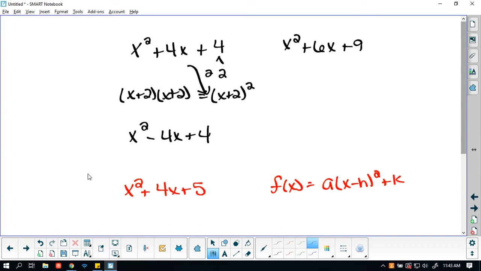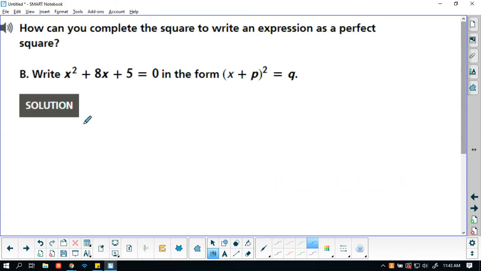So part 2 of this, that was my writing from before, says how can you complete the square to write an expression as a perfect square? So looking at this, we have x squared plus 8x plus 5, and they want us to write it in this format. Well, if I factored the 5, it's only 5 and 1, and there's no other factors that go into 5 that will add to get me 8. So I'm going to start this completing the square idea.